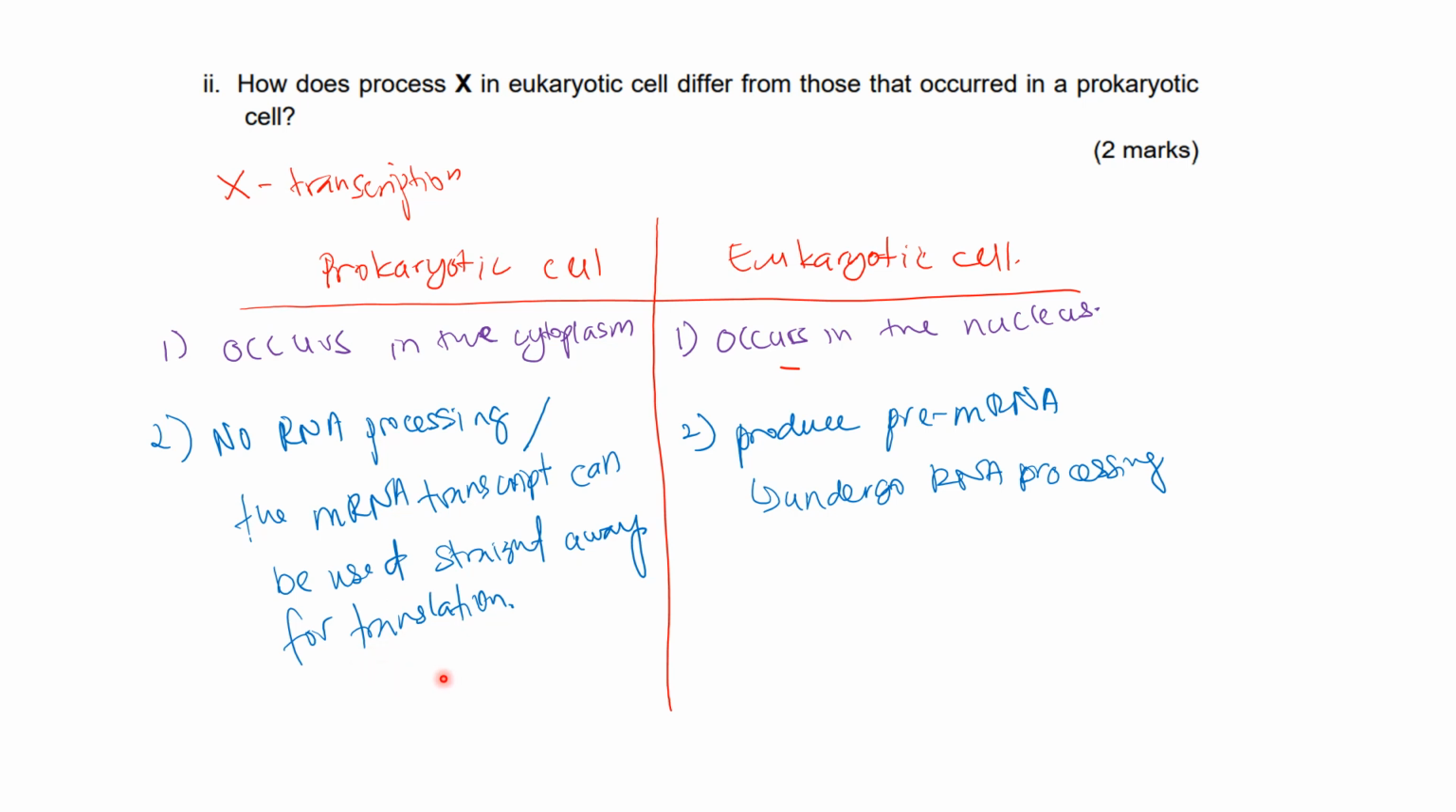That is another correct answer, but it still gives you only 1 mark. So for these 2 marks that you could gain, either you give 2 differences, or you mention what X is and then give 1 difference. Either one you can write as your answer.